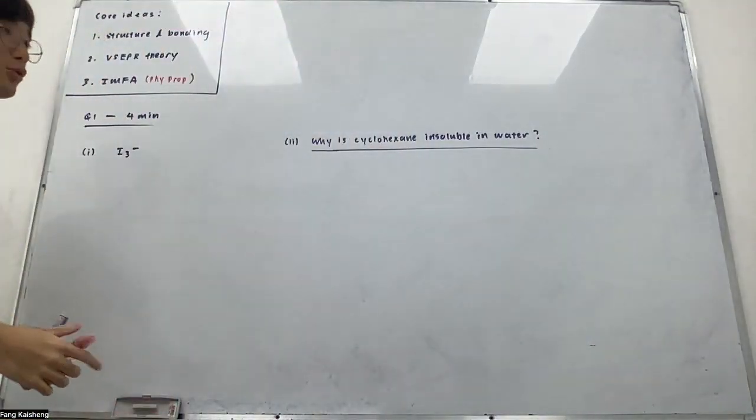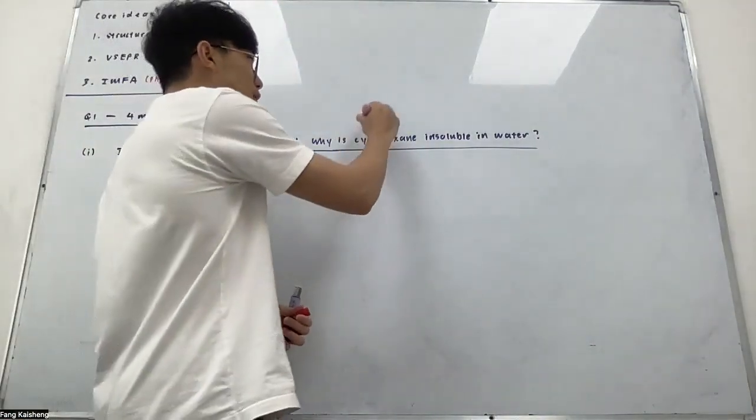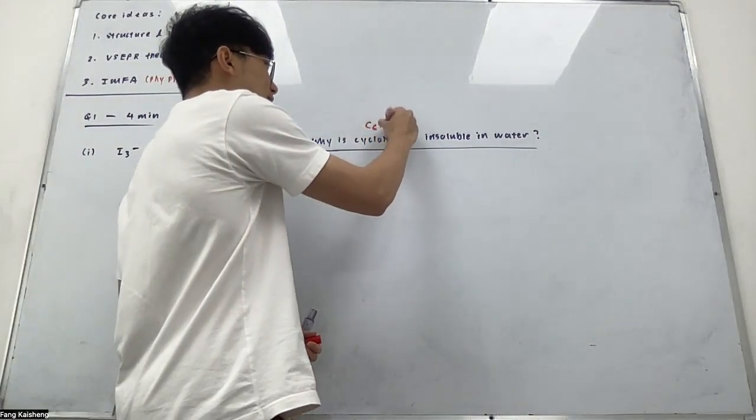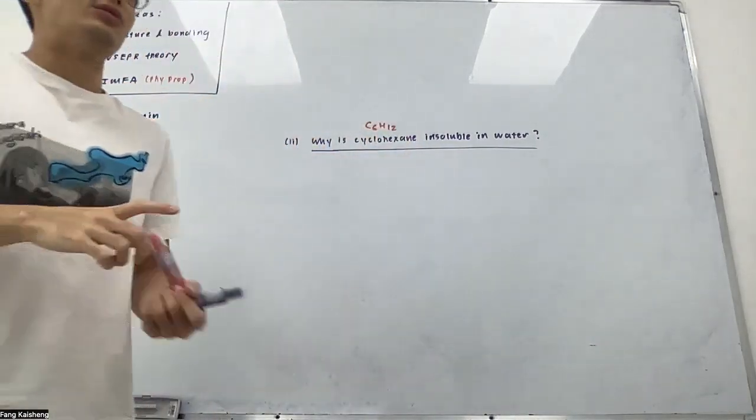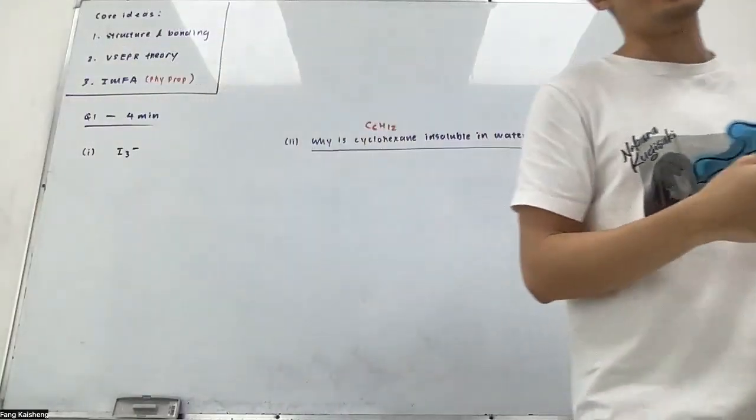If you guys move on to part 2, there's only one thing I need to tell you guys. Cyclohexane has a molecular formula of C6H12. That's the only thing that I need to tell you guys to do this question.